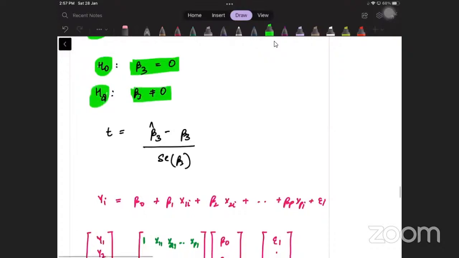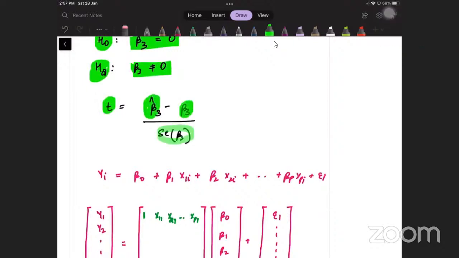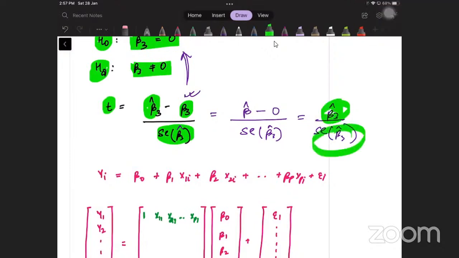ये तो same है. T value भी वैसे ही निकालिए जैसे we find out. So my T value is beta 3 hat minus beta 3 upon standard error of beta 3. So this is going to be beta 3 hat minus beta 3, which I will pick from my null hypothesis, so 0, upon standard error of beta 3 hat. So this is going to be beta 3 hat upon standard error of beta 3 hat. Okay. So two things I want to find out. I want to find out what is beta 3 hat and what is standard error of beta 3 hat.